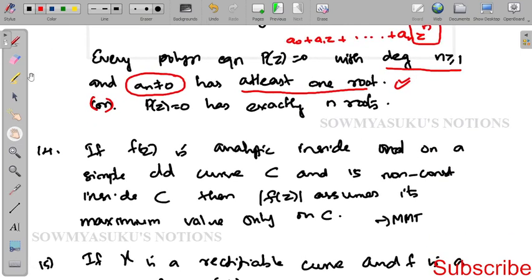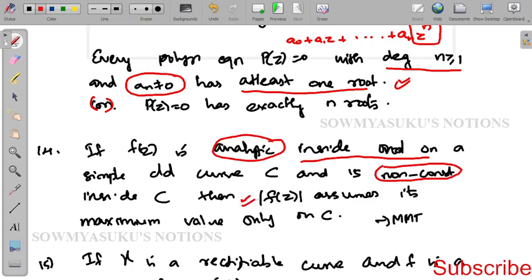Now the 14th one. If f(z) is analytic inside and on a simple closed curve C, and is not constant inside C, then modulus of f(z) assumes its maximum value only on C. That is the maximum modulus theorem.